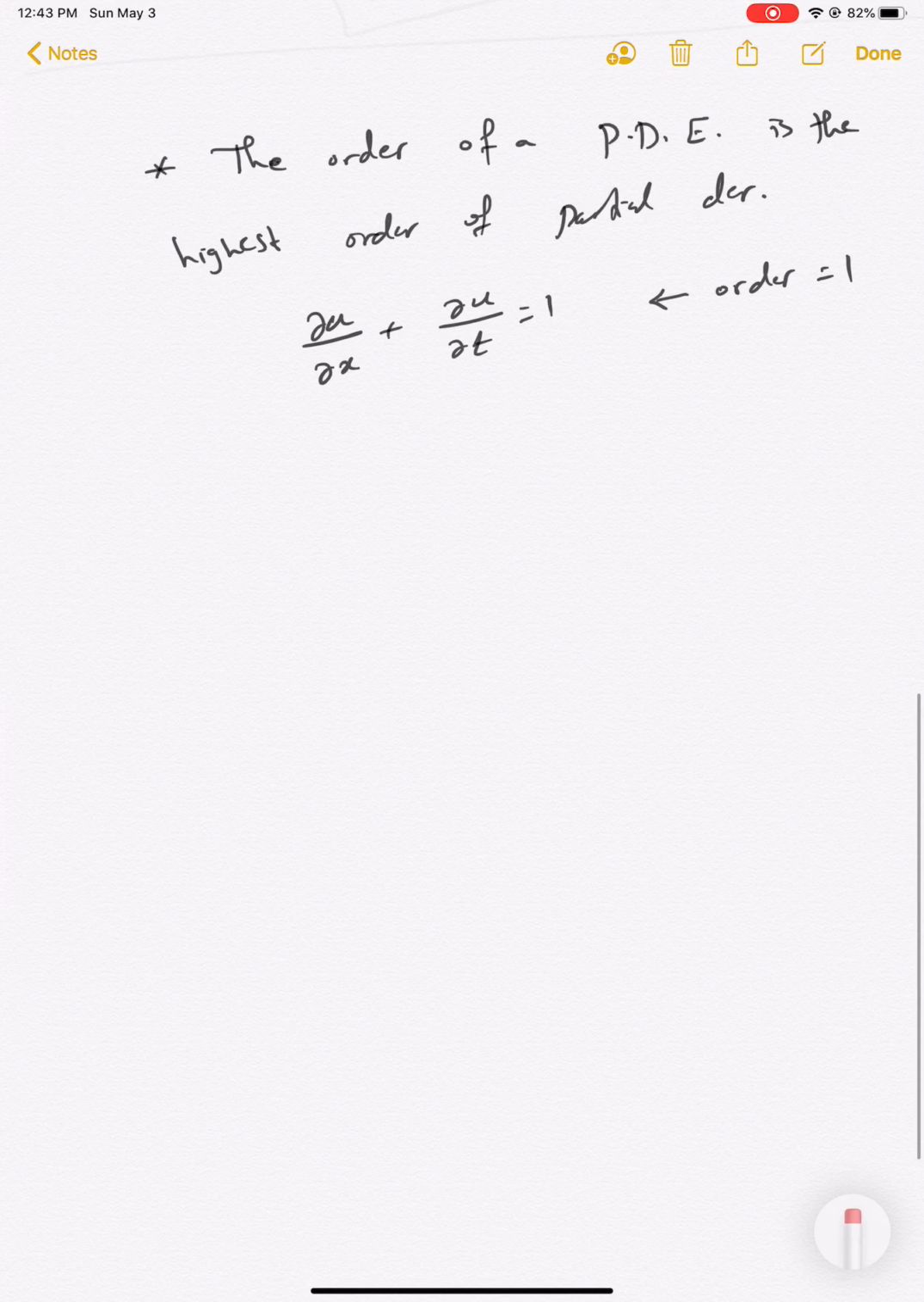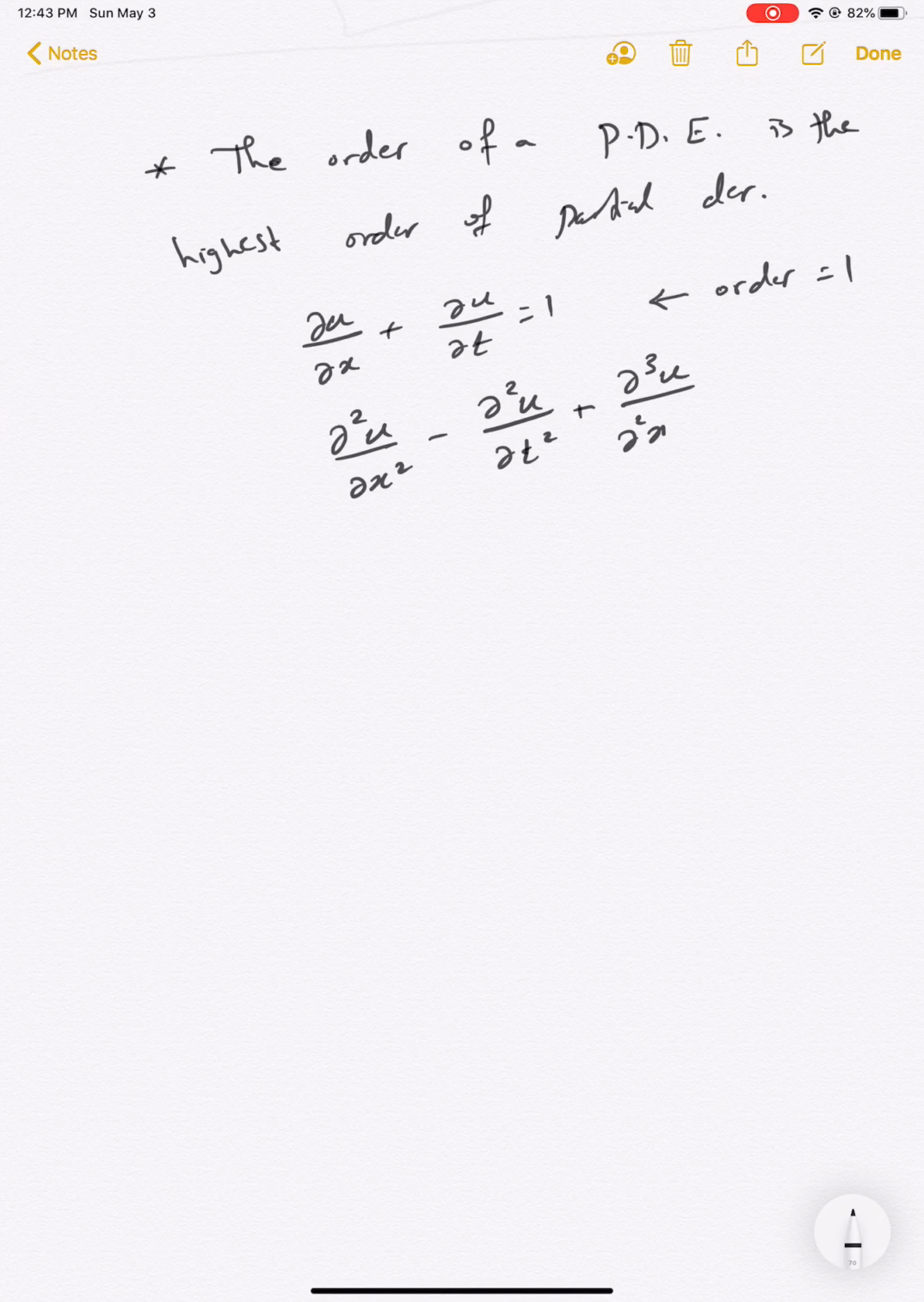differential equation. For example, if we have the second derivative with respect to x, minus the second derivative with respect to t, plus the third derivative, twice with respect to x and once with respect to t, equals 0. In this case, this term gives us the order, because here we have the highest derivative, which is 3, and the order of this differential equation is 3. So this is the meaning, a very simple concept. This is the meaning of the order of a partial differential equation, similar to the order of an ordinary differential equation.